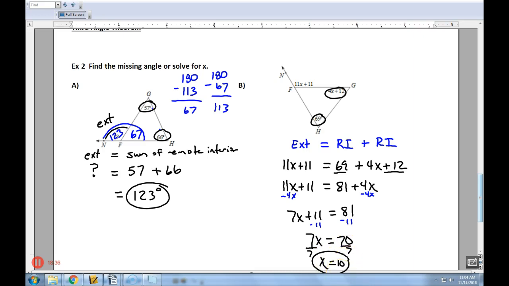Now I may want to plug that back in, make sure it works. So sticking x back in, 11 times 10 is 110, plus 11 more, that's 121. And sticking 10 in this equation, that's 40 plus 12, that's 52. So I have 52, 69. Let's just check that out. And we are money, 121 and 121.